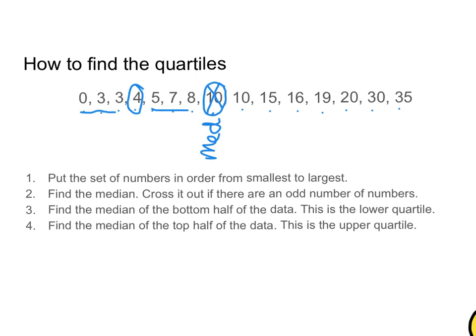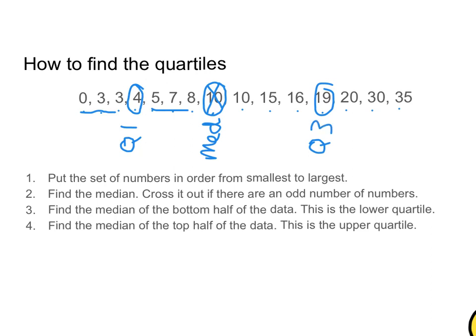So this is the lower quartile, which I abbreviate Q1 for first quartile. Do the same thing for the top half. So when I did that, I got 19 as my upper quartile, or Q3.